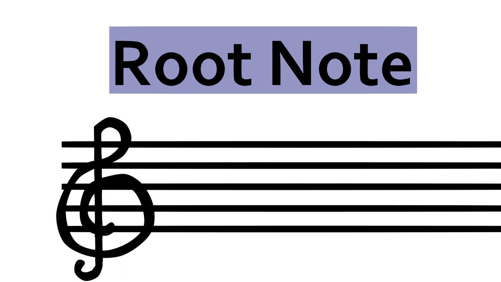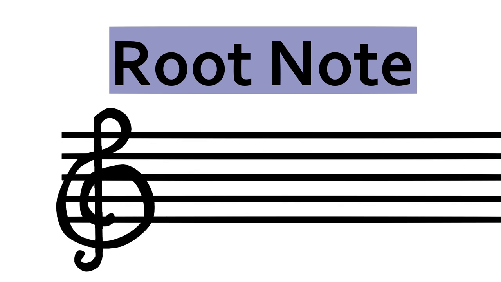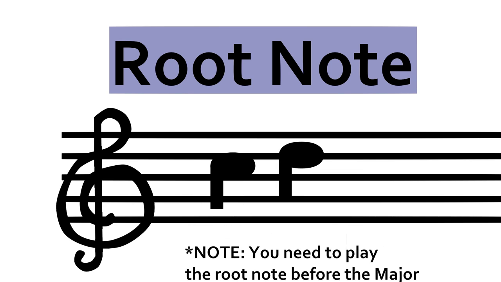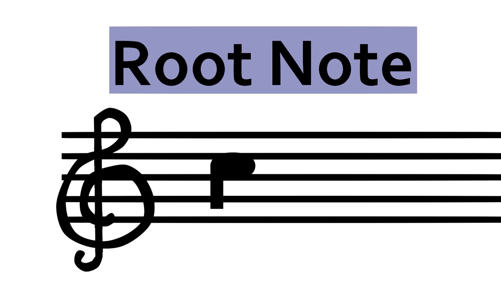Velato's commands are all based on the root note. The root note is determined by the first note you play in the piece. In this video, for simplicity's sake, I will only be using C as the root note. To change the root note, you play a major second, which in the C scale is a D, followed by the new root note.